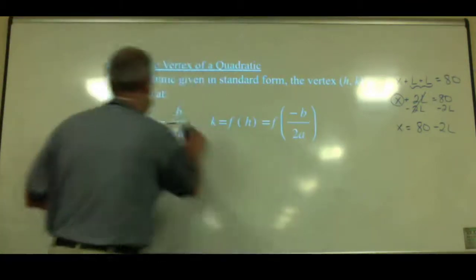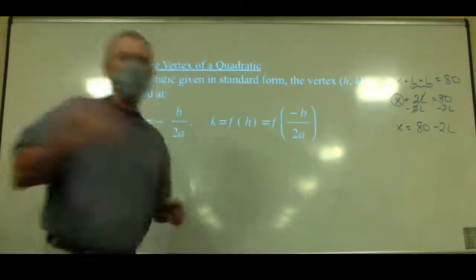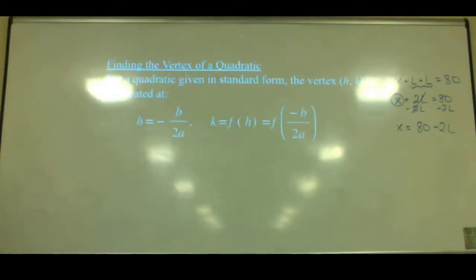So now, one of the key questions that we have is, how do we find the vertex if it's in standard form? Because if it's in vertex form, we just look and we can find the vertex. But what if it's in standard form? Here are two little formulas. Really, the first one's the only one you need to know. So focus on the first one that is going to help us find the vertex.